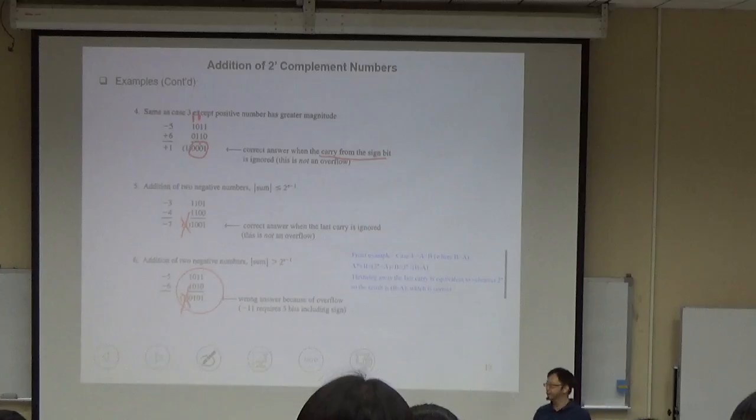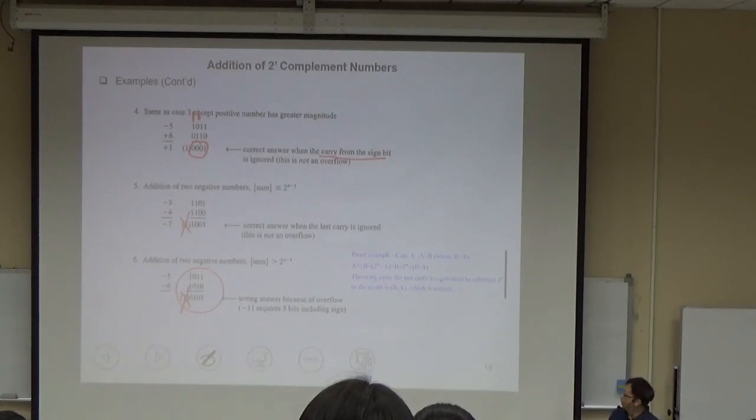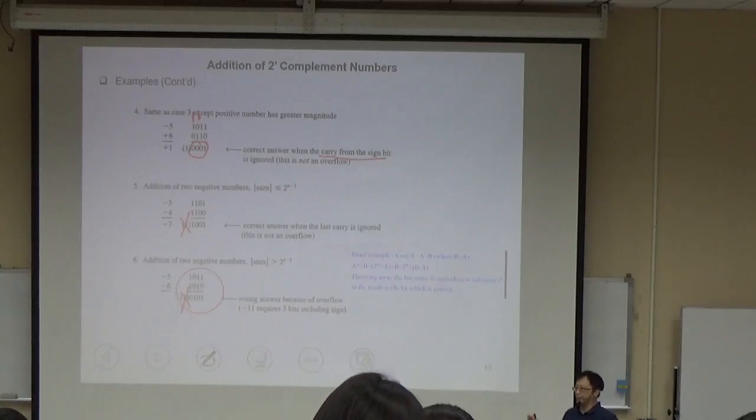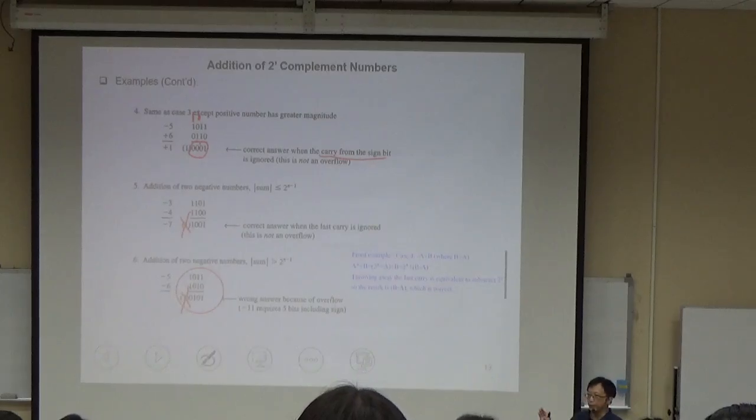Because we only have 4 bits, so this bit has no place. Okay. So our answer will become 0 1 0 1. Oh, okay, fine. It is not correct. 0 1 0 1 is not -11. Okay. Because in this case, there's an overflow. Because for the correct answer, we need 5 bits. But the design will only have 4 bits. So in this case, it is not correct. Okay.